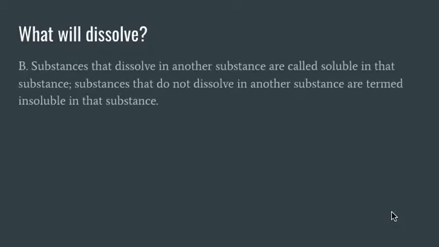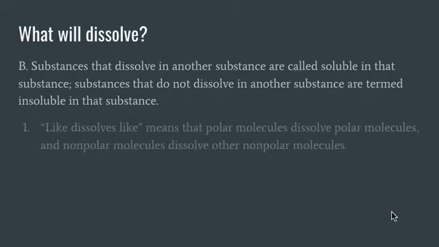Substances that dissolve in another substance are called soluble in that substance. Substances that do not dissolve in another substance are termed insoluble in that substance. Now, what will dissolve in what? Well, it depends on what it's like. The next section talks about like dissolves like.